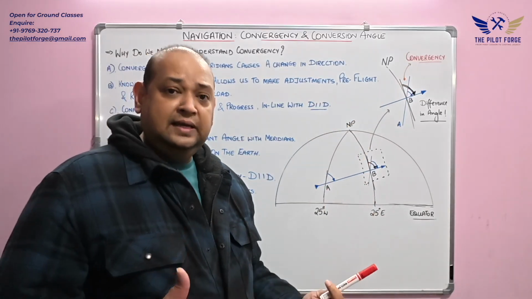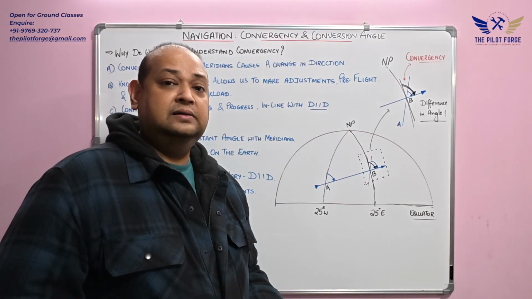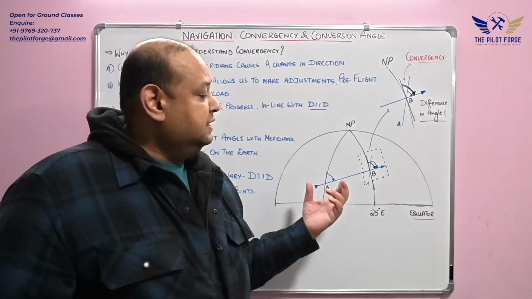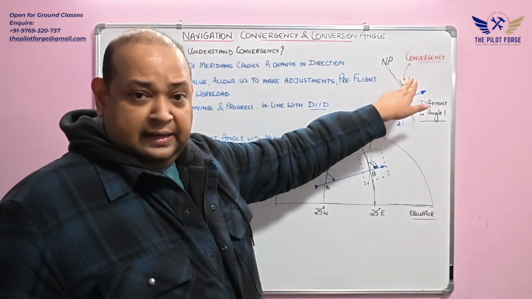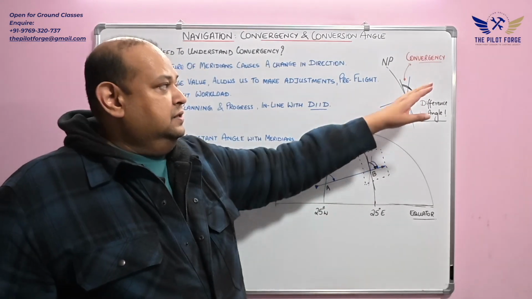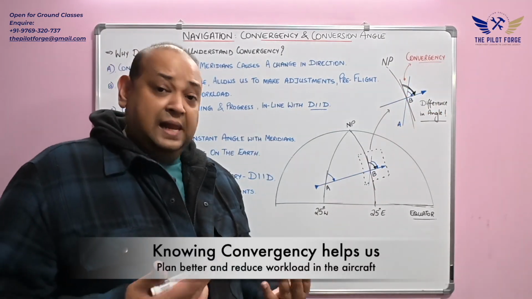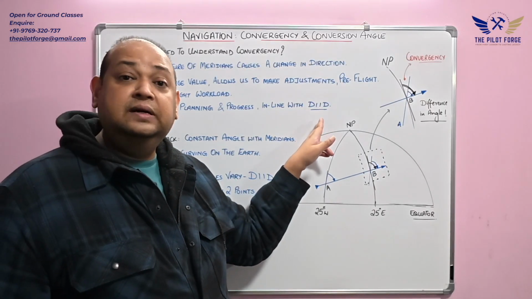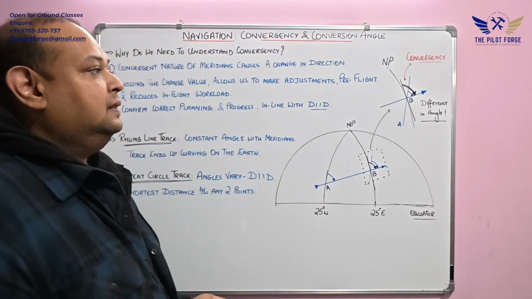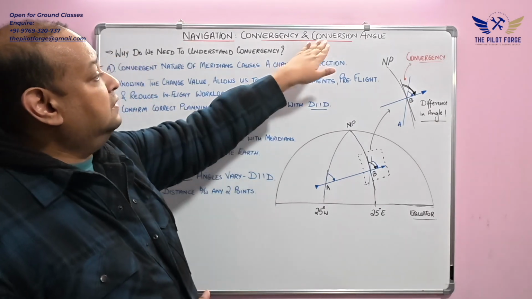You can obviously see that there is a difference in these two angles. This occurs because of the convergent nature of the meridians with latitude. This difference in angle is called convergency. When it is known, it helps us to plan better and therefore it reduces our workload in accordance with DIID.